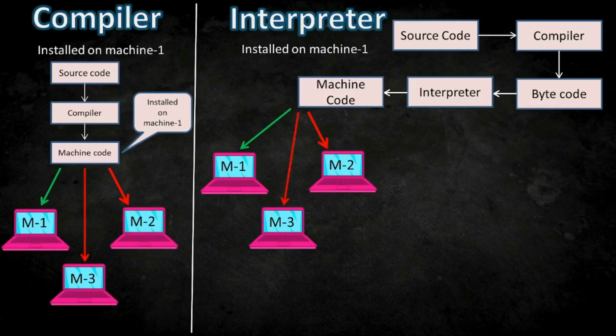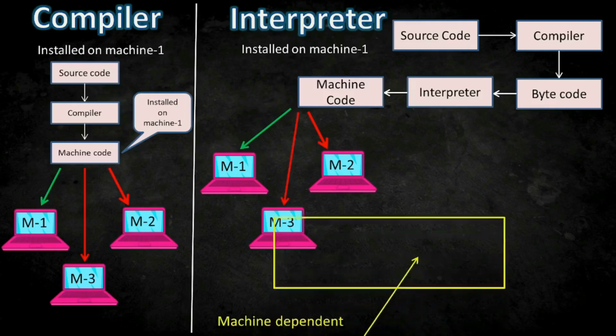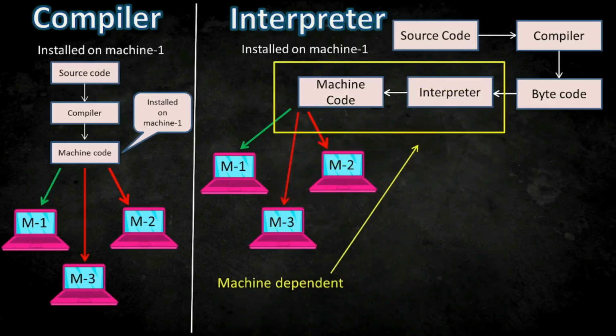Now note that if this compiler is installed on machine 1, then this generated machine code is only executable on machine 1. Similarly, if this interpreter is installed on machine 1, then also the generated machine code is only executable on machine 1. So we can say that this highlighted portion is machine dependent. Then where is the difference between an interpreter and a compiler? The difference can be noticed in the post-compilation code. After compilation, we have got an intermediate code or the bytecode, and this code is machine independent.